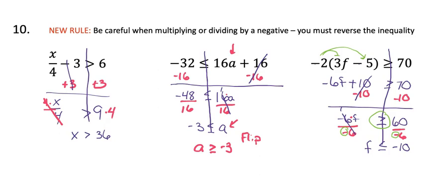So be careful with your rules. I think that this problem here is just making sure that you remember what to do first, what happens if the a is on the wrong side, and then remembering, oh yeah, if I multiply or divide by a negative, I must reverse the symbol.